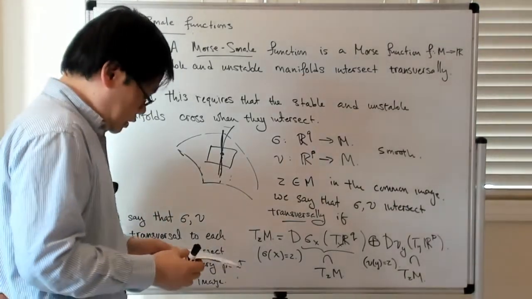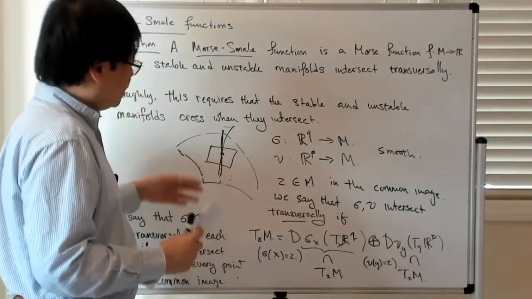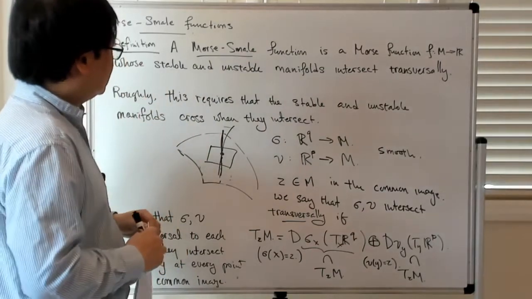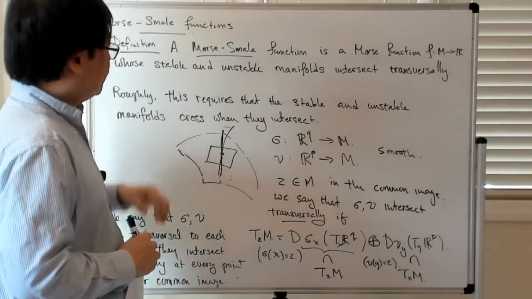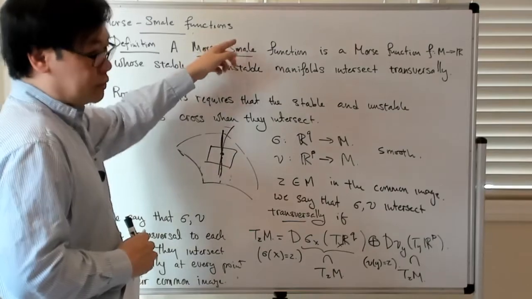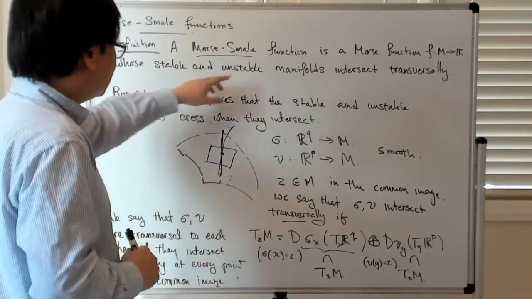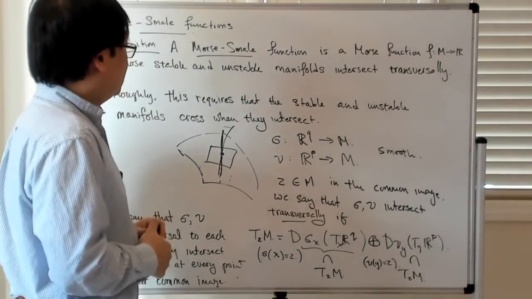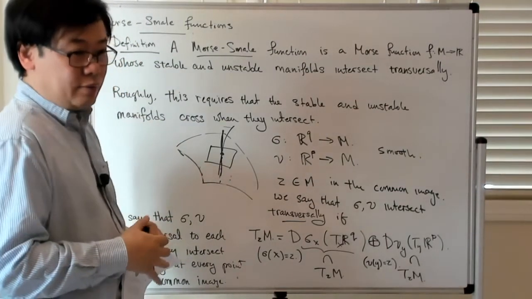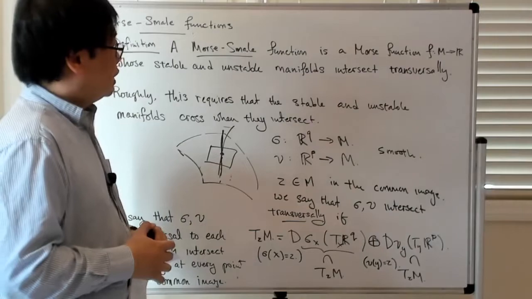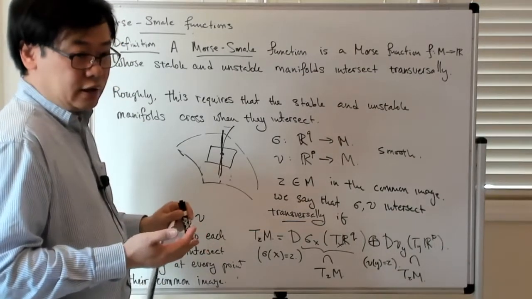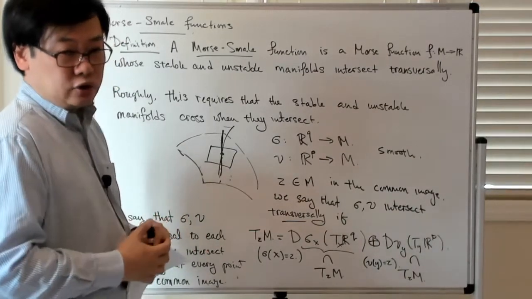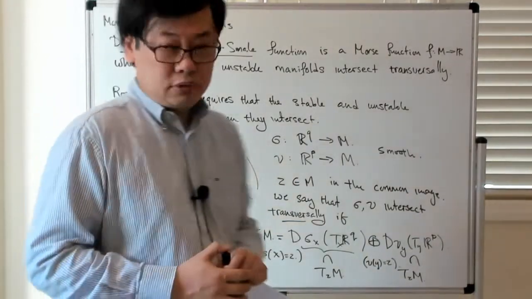And so the claim then is that if you have this Morse function which also has the Morse-Smale property, that the stable and unstable manifolds intersect transversely, then you're in a situation where just looking at the stable manifolds of the Morse-Smale function is going to give you a way to construct a complex on the manifold. So let me stop here.